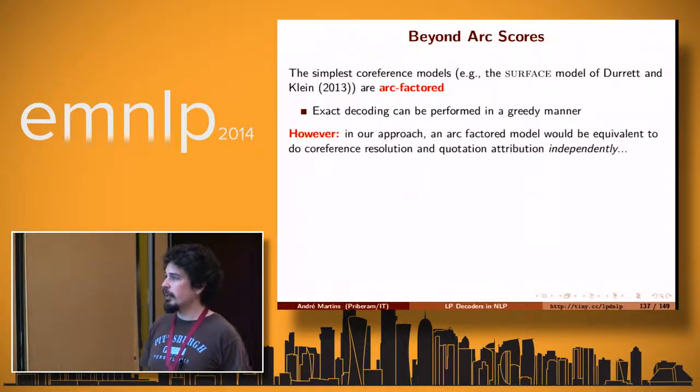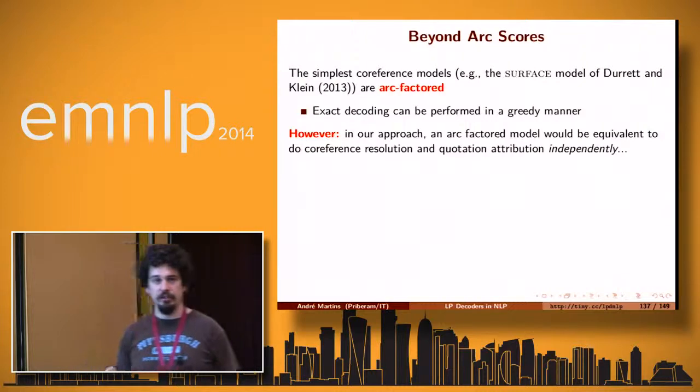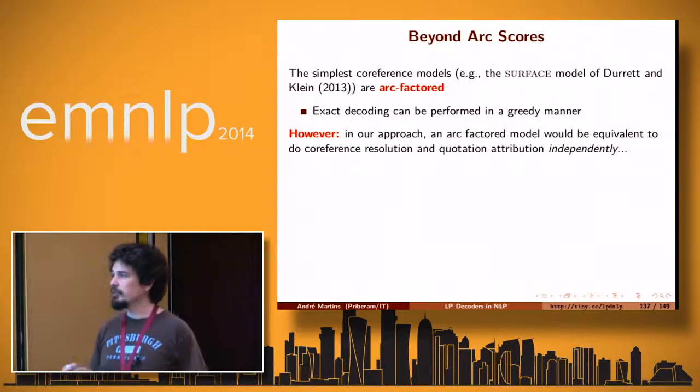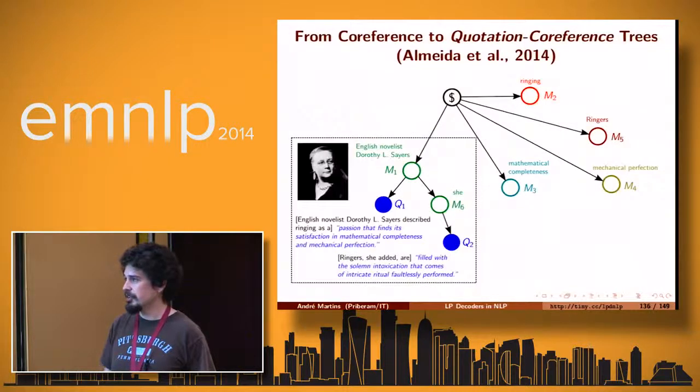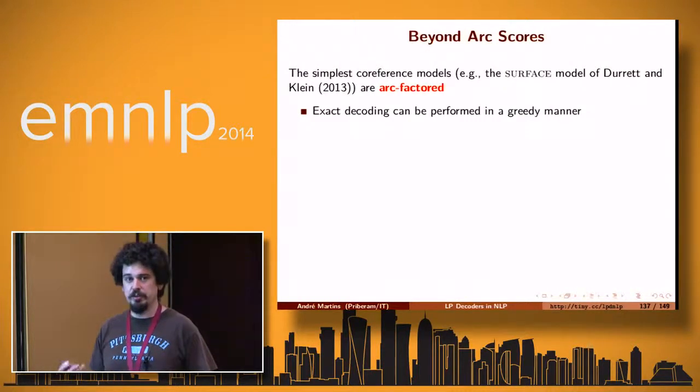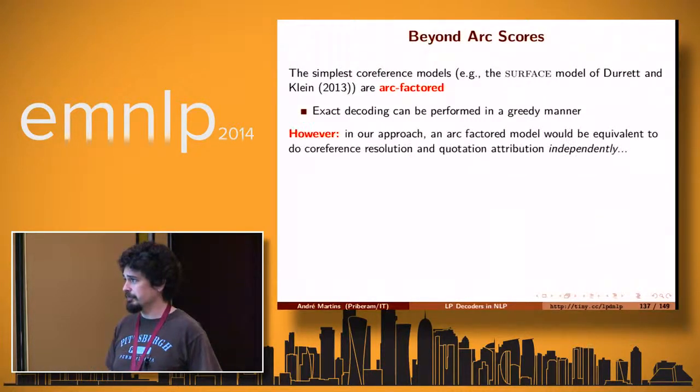Okay? However, if you do that in our approach, including these quotation nodes, this will be equivalent to doing coreference resolution and quotation attribution independently. And why is that? If you look at the tree that we have, this will be equivalent to picking the best antecedent for each mention, and then for each quotation, getting the best mention for this quotation. But if you do it this way, we are not correlating the two tasks. We are solving these problems as if they were independent. So if you want to actually build a joint model, you need to do something more involved.